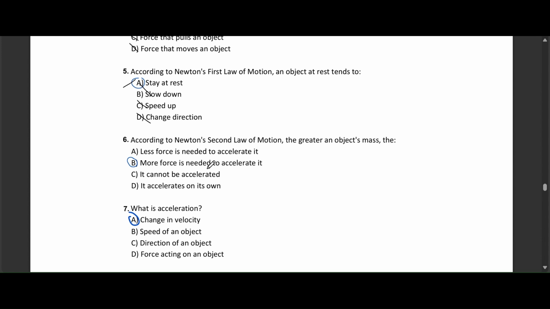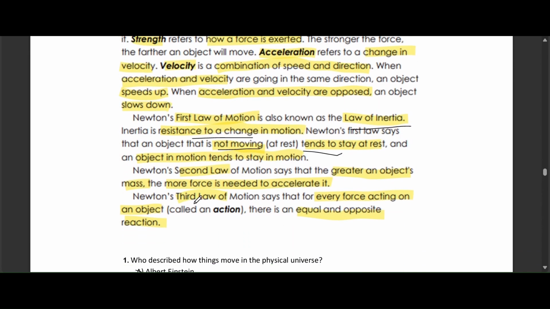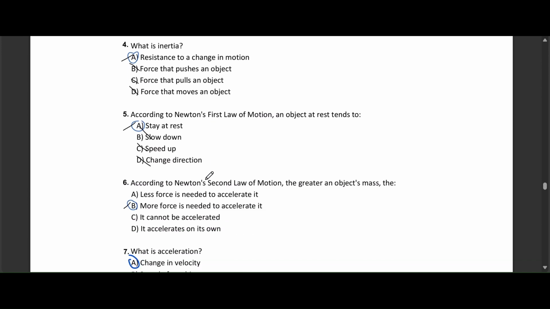Question 6. According to Newton's second law of motion, the greater an object's mass, A, less force is needed to accelerate it, B, more force is needed to accelerate it, C, it cannot be accelerated, or D, it accelerates on its own? The correct answer is B. Newton's second law basically says that force equals mass times acceleration. This means that if an object has more mass, you'll need more force to accelerate it or change its speed.